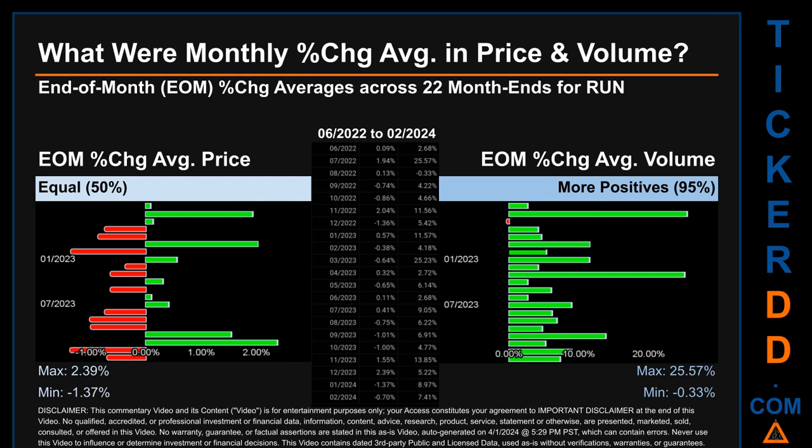From 06/2022 to 02/2024, there was an equal split of monthly percentage change in price across 22-month ends. In terms of volume, 21 out of 22-month ends had a positive percentage change. That is, 95% of month ends saw a positive percentage change in average volume. Price saw an end-of-month max of 2.39% in average percentage change, along with a minimum of -1.37%. For volume, the maximum and the minimum monthly percentage change were respectively 25.57% and -0.33%.